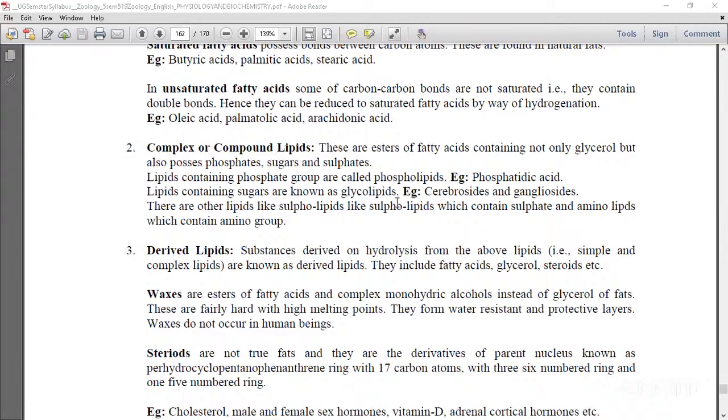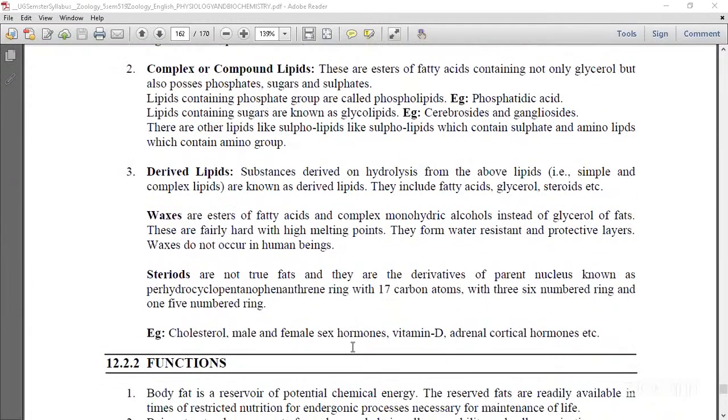and they are derivatives of the parent nucleus known as perhydrocyclopentanophenanthrene, which is the ring with 17 carbon atoms, with three six-numbered rings and one five-numbered ring. For example, cholesterol, male and female sex hormones, vitamin D, and adrenal cortical hormones.